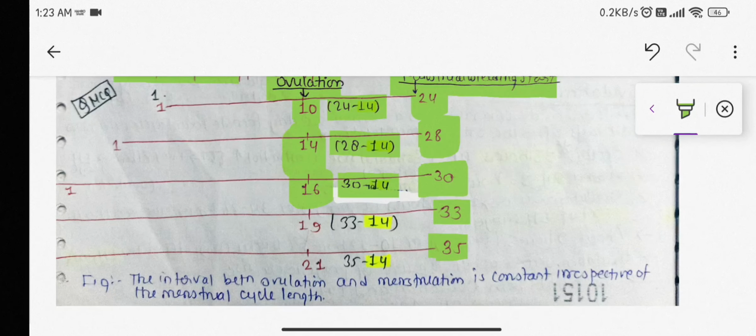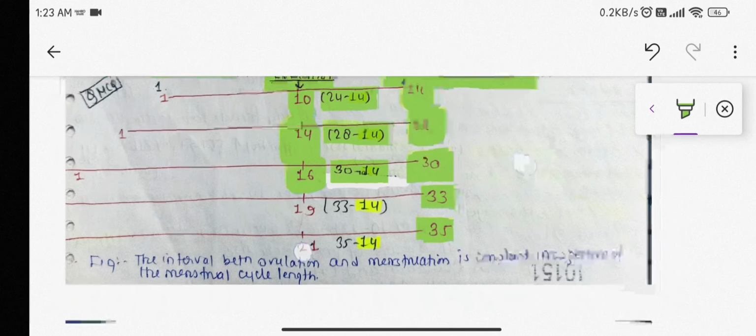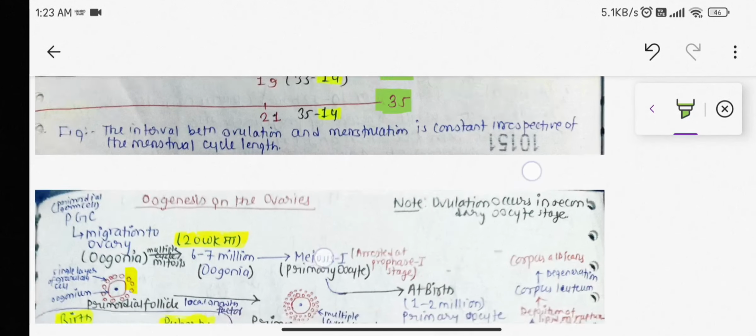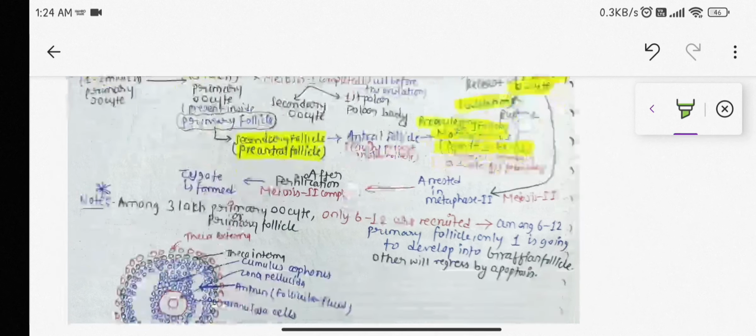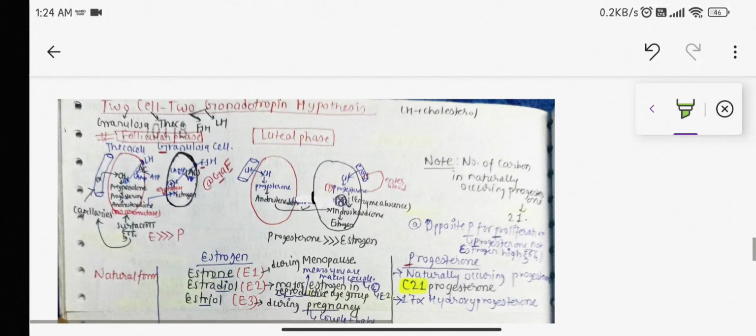So this is all about menstruation and the physiology of the female reproductive system. Oogenesis as well as other topics we will read in the next part of the video.